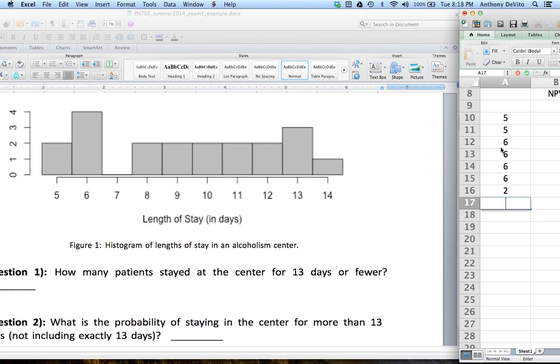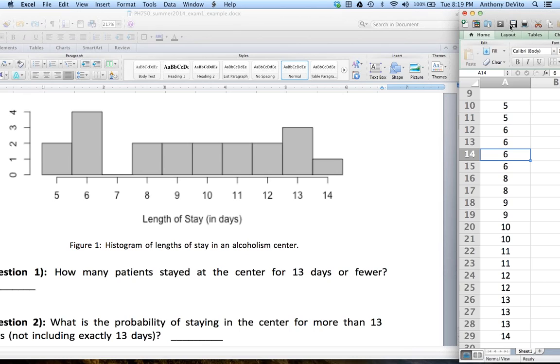Let me get back here. 2 people stayed for 8. Boy, you're giving me a hard time. Oh, there we go. 8. And 2 people stayed for 9. And 2 people stayed for 10. And 2 people stayed for 11. And 2 people stayed for 12. 3 people stayed for 13. And 1 person stayed for 14. Okay, and we got 20 people here, I presume.